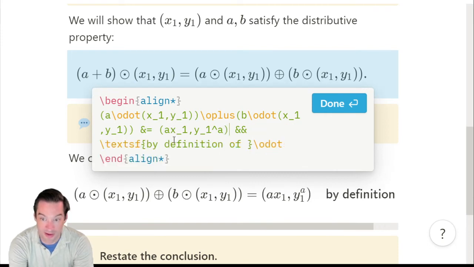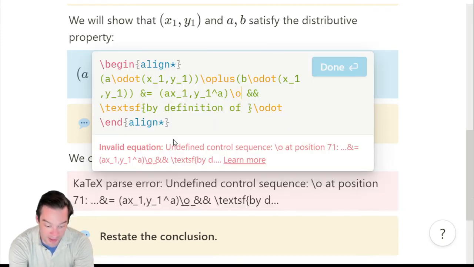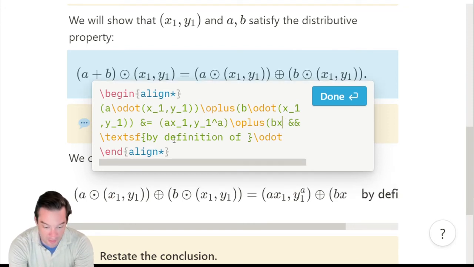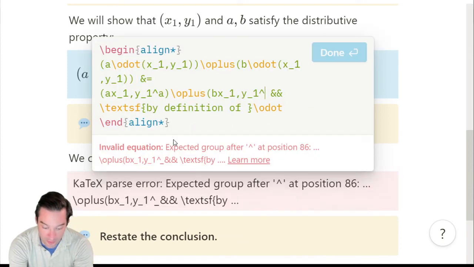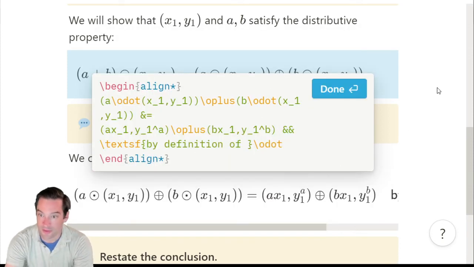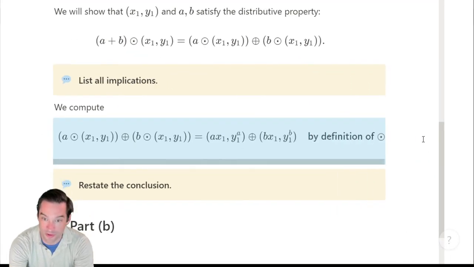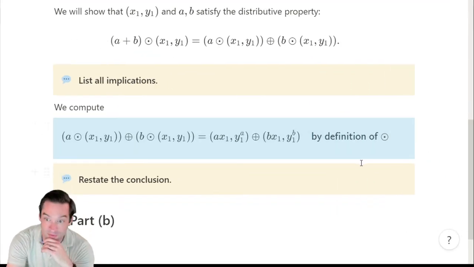So that's by definition of funny multiplication. And then I have my funny addition sign, and then the multiplication of b by x1, y1, so bx1, comma, y1 to the power b. That's a pretty long line. I'm just going to zoom out real quickly so we can see the full warrant that's there by definition of that funny multiplication. Can we still read the text at this scale, by the way?